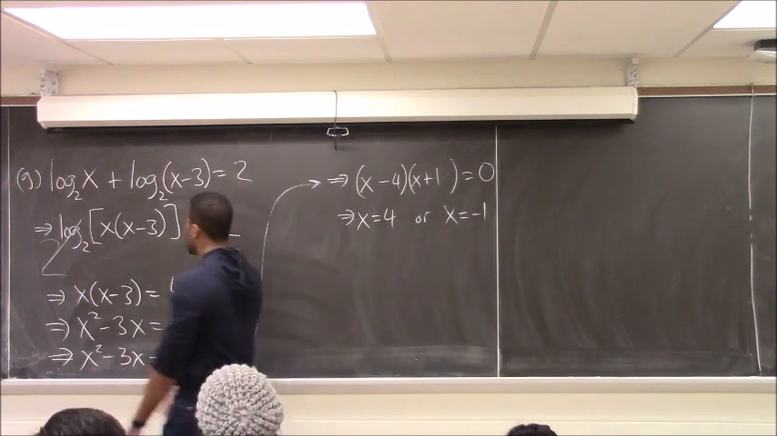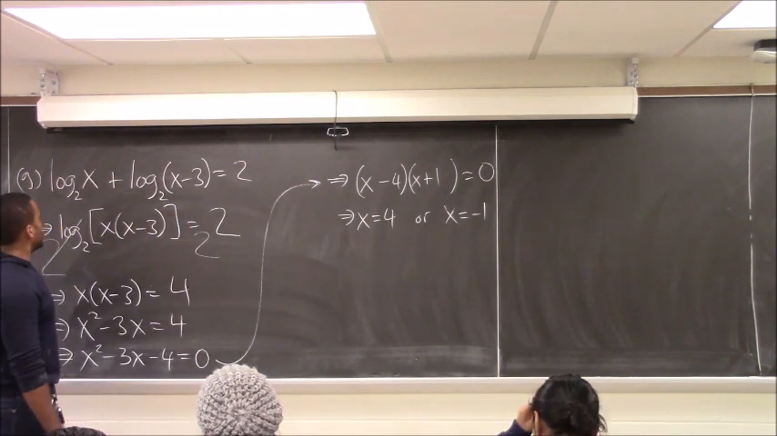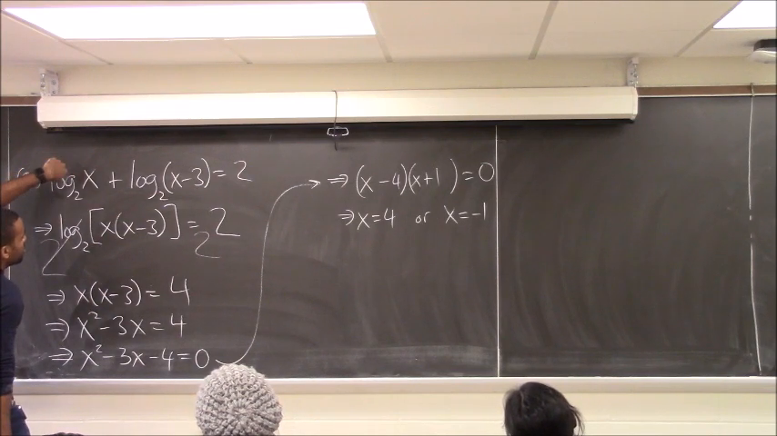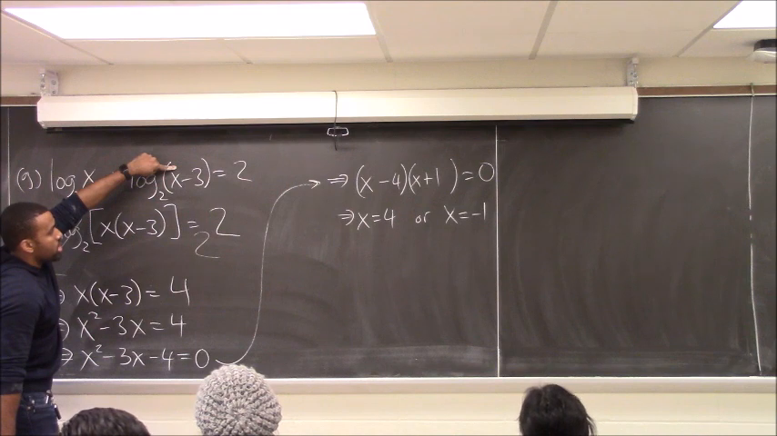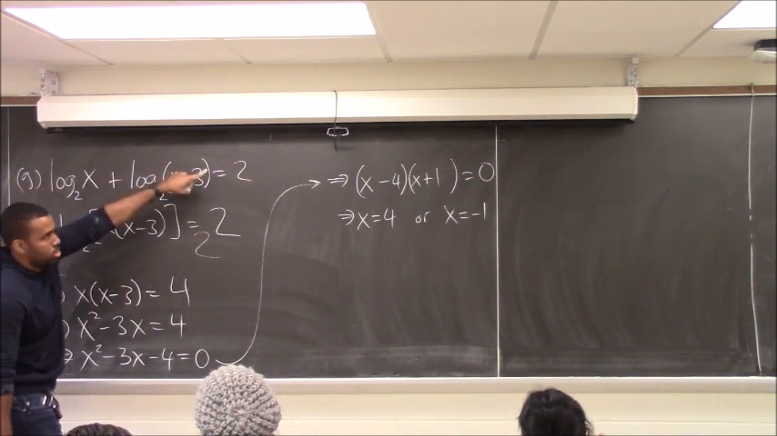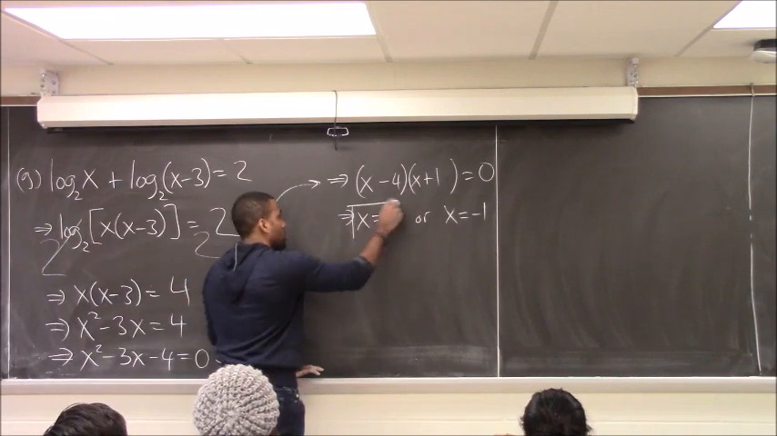Now we need to check this. Does 4 work? Log to the base 2 of 4 is 2. Right. If I plug in a 4 here, I get 4 minus 2, which is 2, hmm, I mean 4 minus 3, which is 1. Log to the base 2 of 1 is 0. So I get 2 plus 0 is 2. So that one actually checks out.